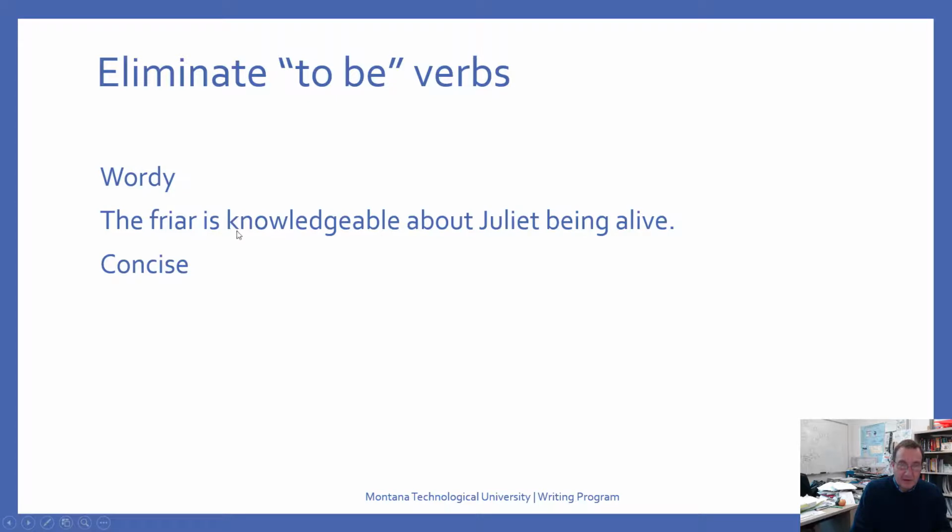The friar is knowledgeable about Juliet being alive. Okay. Here's a to be verb, here's a to be verb. How can we fix this sentence? This is a gigantic phrase to say the same thing that we know. The friar knows that Juliet is alive. We change this to be verb to be a bit stronger, and it's more clear, concrete, and concise.